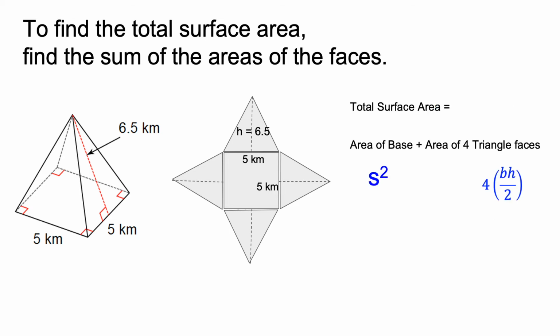To find the total surface area then, we take the sum of the areas of these faces, and we see that the area of the base, which was side squared, is 25, plus the lateral surface area, which was the area of the 4 triangle faces, of 65, and 25 plus 65 is 90 kilometers squared.